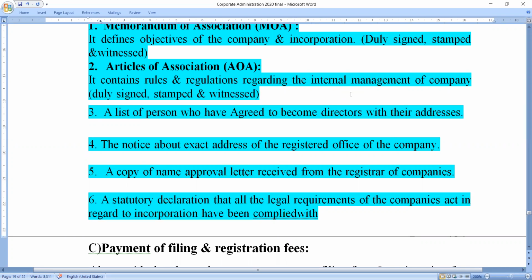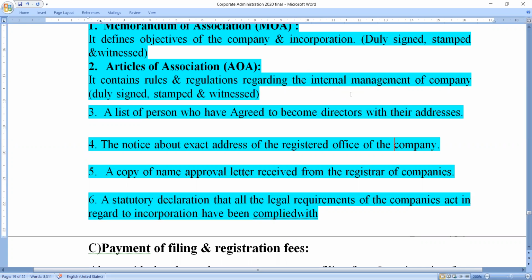This is very, very essential. Without the name approval letter we can't fulfill the documents. Therefore the name approval letter is also received from the registrar, and it is given along with the documents. Therefore the name approval letter is also very essential.